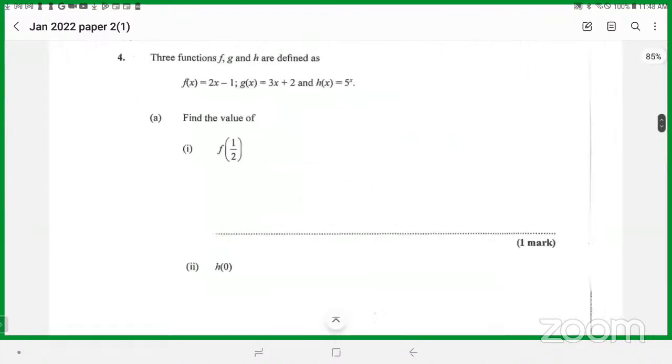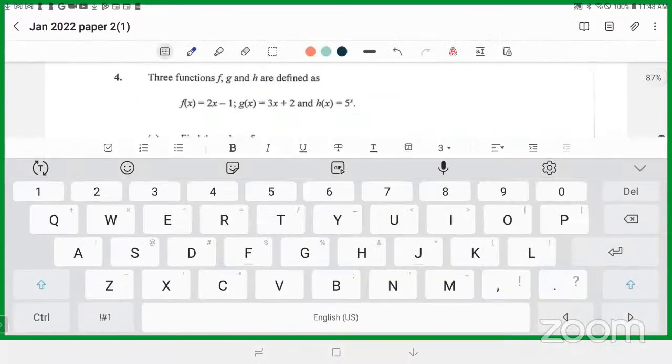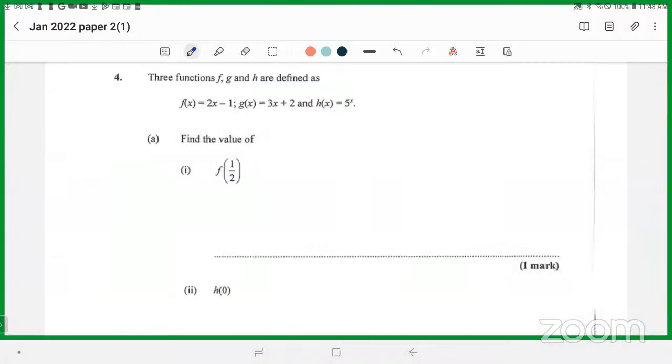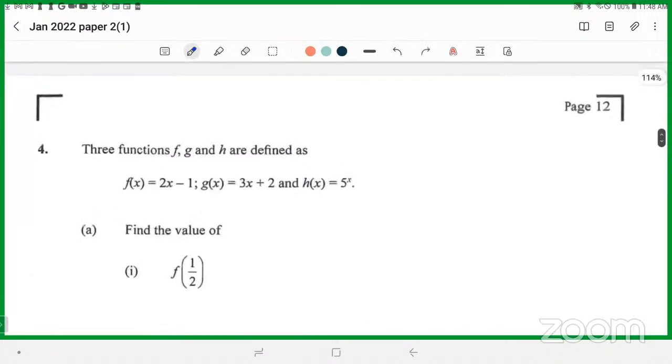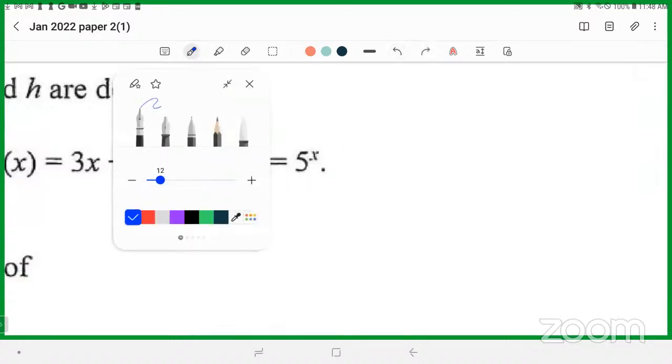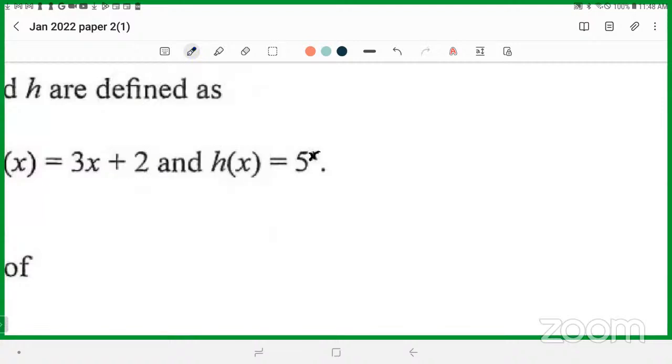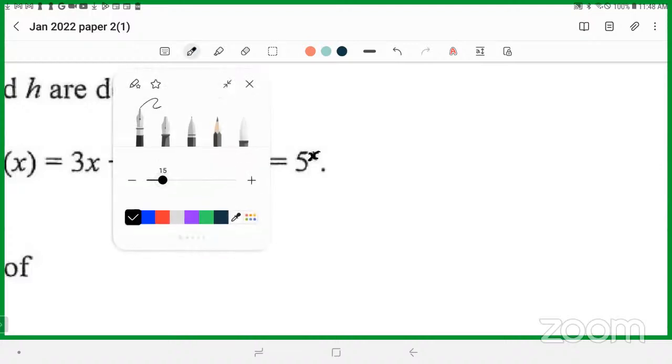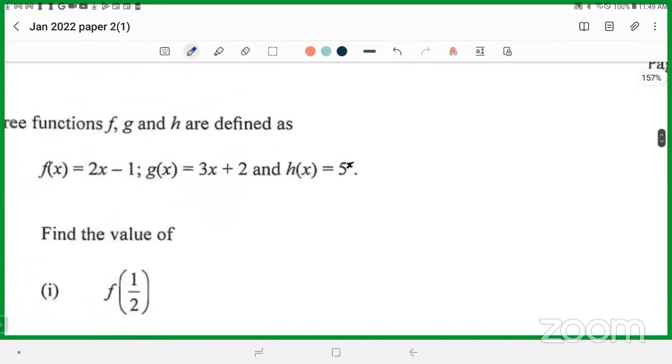So let's look at this question. When I get to that unique thing, I'll show you. They give us 3 functions in this question: f of x, g of x, and h of x. This one is 5 to the x right here. H of x is 5 to the x. Let me zoom it up so you can see it. This is actually an x right here. That's 5 to the x.